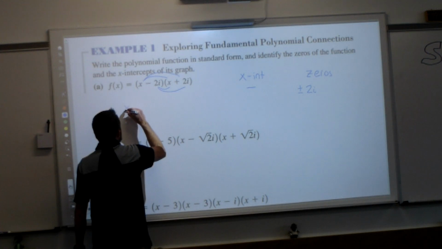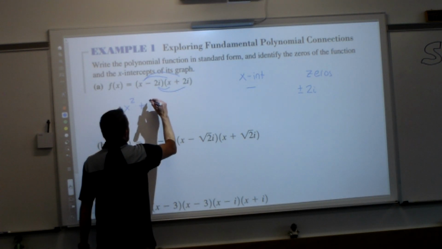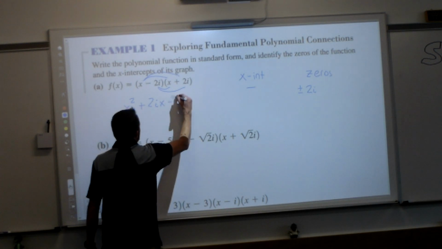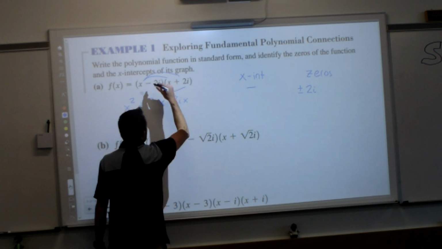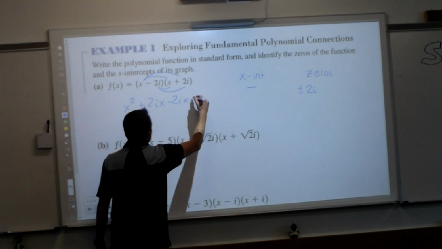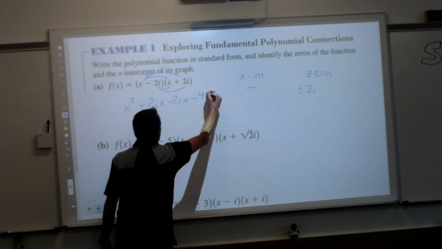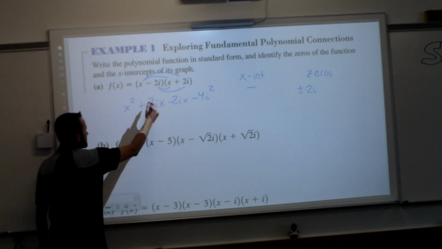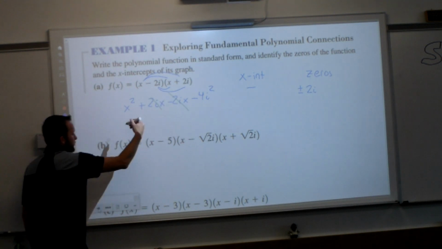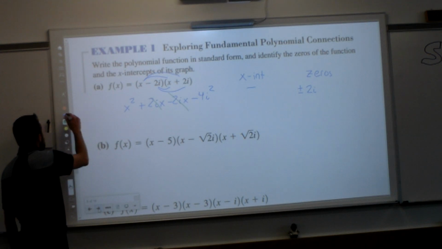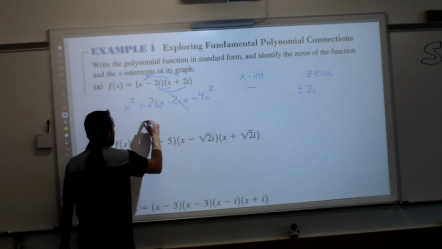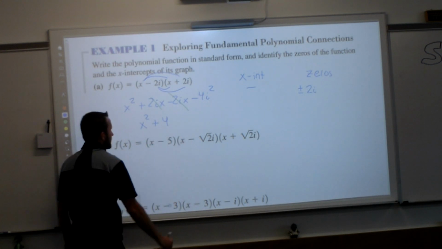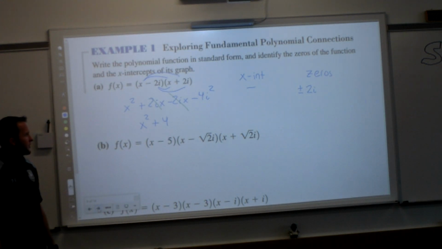Watch what I mean. We're just going to distribute like normal. X times x is x squared. X times 2i is 2ix. Negative 2i times x is negative 2ix. And then negative 2i times a positive 2i is a negative 4i squared. The middle terms cancel out because one was positive, one was negative. And remember that the i squared is negative 1. Well, negative 4 times negative 1 is positive 4.